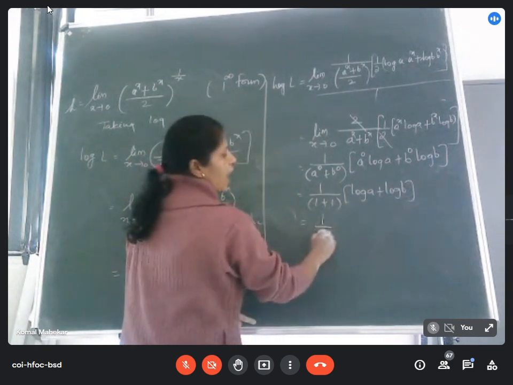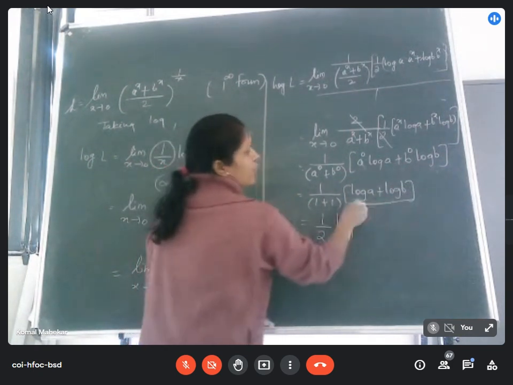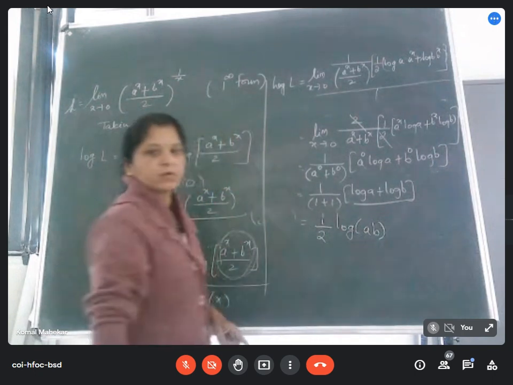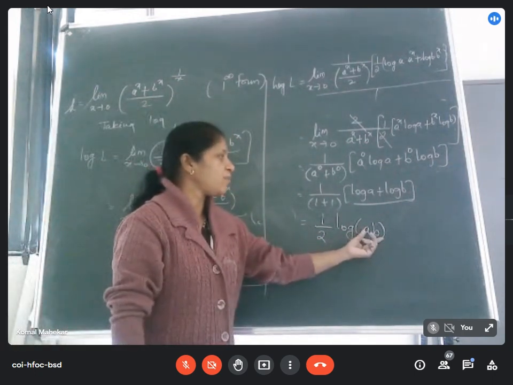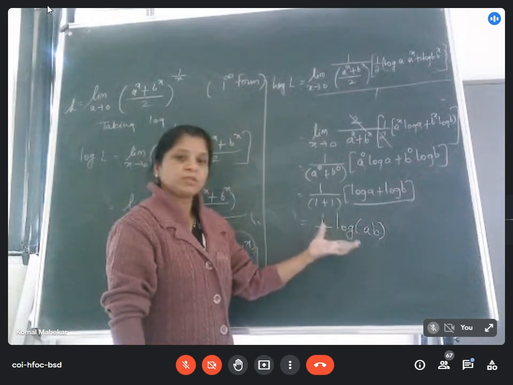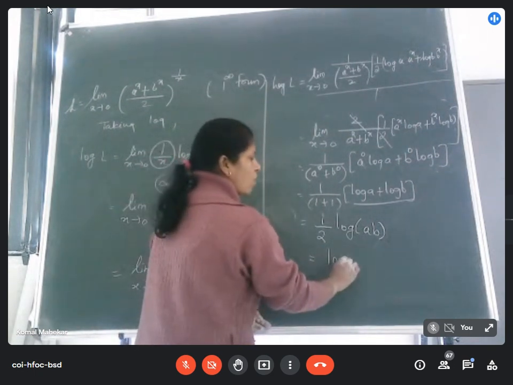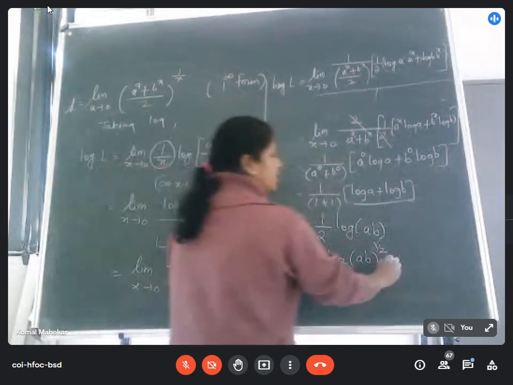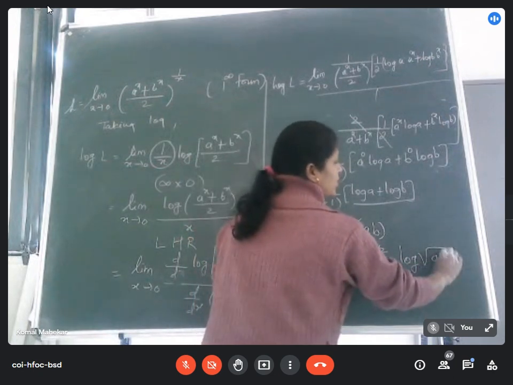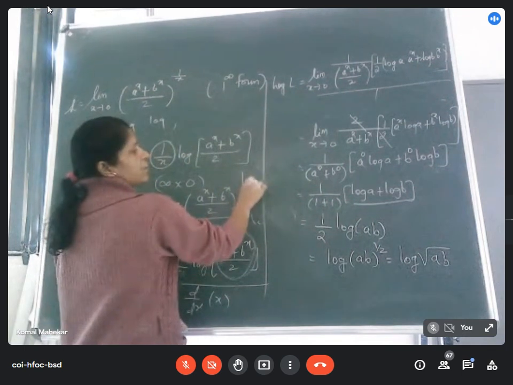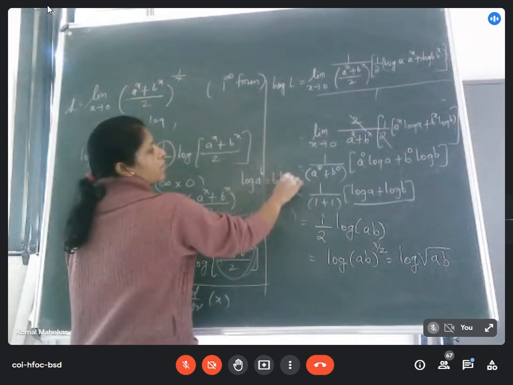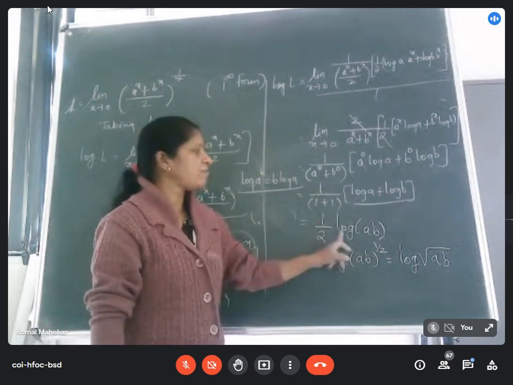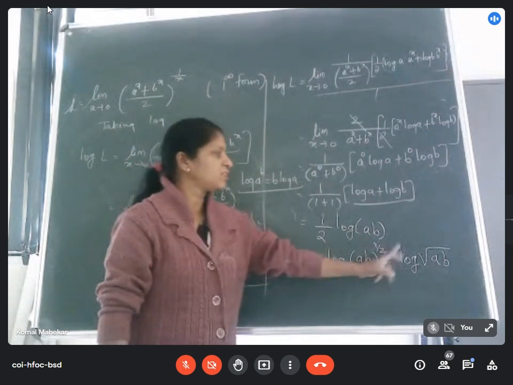So this is equal to half into log of. Use the property of logarithm, log a plus log b, that is log of a into b. Okay. So this is log ab into half. Again, you will use the property of logarithm. This can be written as log of ab raised to half. Log of ab raised to half, that is nothing but log of square root of ab. Because you know the property of logarithm, log of a raised to b is nothing but b into log of a. So using this, log of ab raised to half is nothing but half log of ab. So this raised to half means square root of ab.